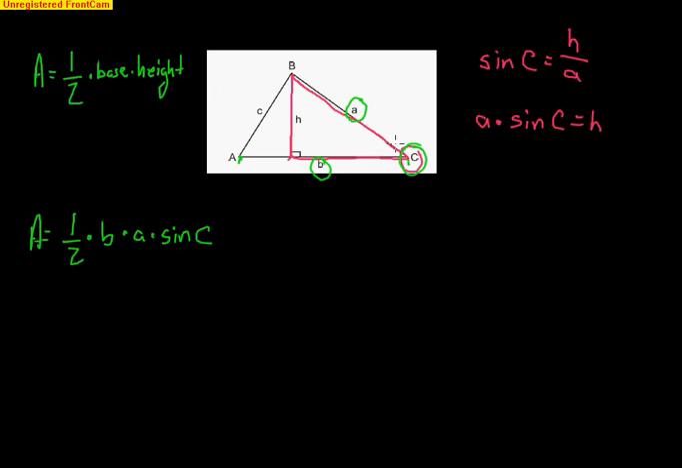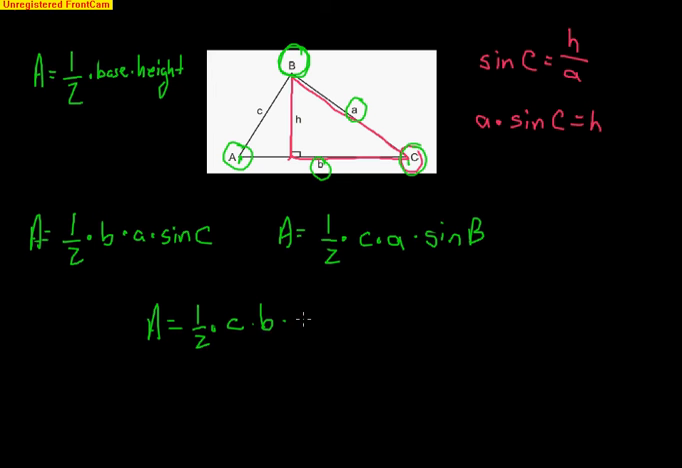It doesn't even matter what angle you're talking about, but you have to use the two sides that create that angle. So another formula I could use for the area of this particular triangle would be, say I was looking at angle B, 1/2 times the two sides that create it, C times A, times sine of angle B. Or there's one more formula. I could look at angle A and do 1/2 times the two sides that create angle A, C times B, times sine of angle A.